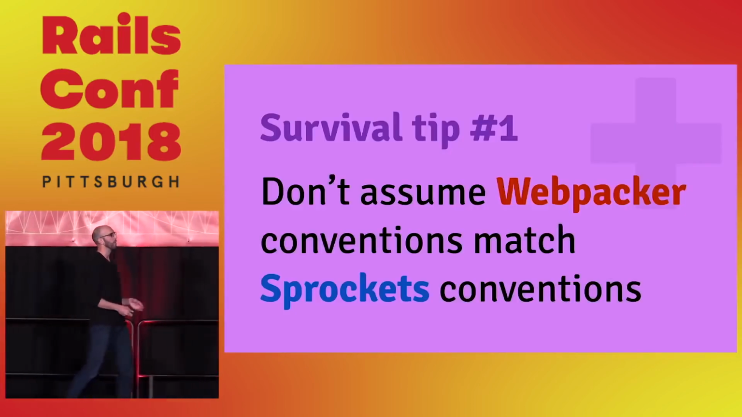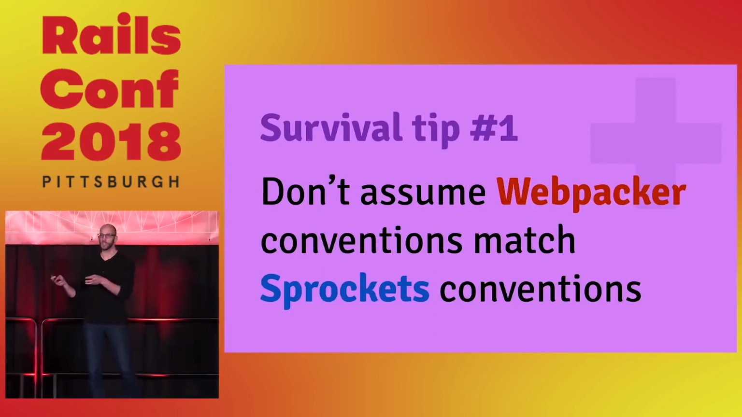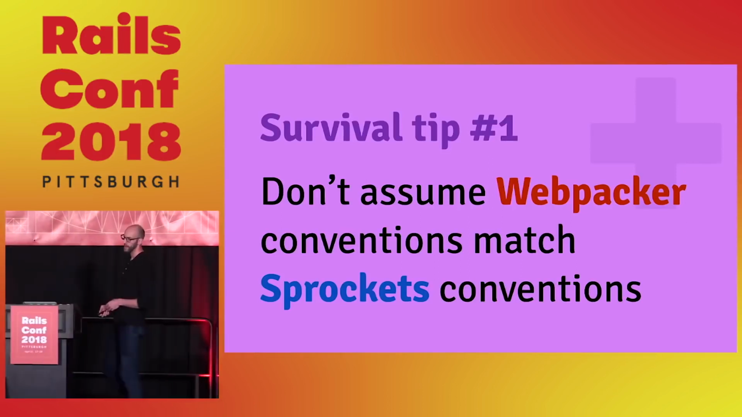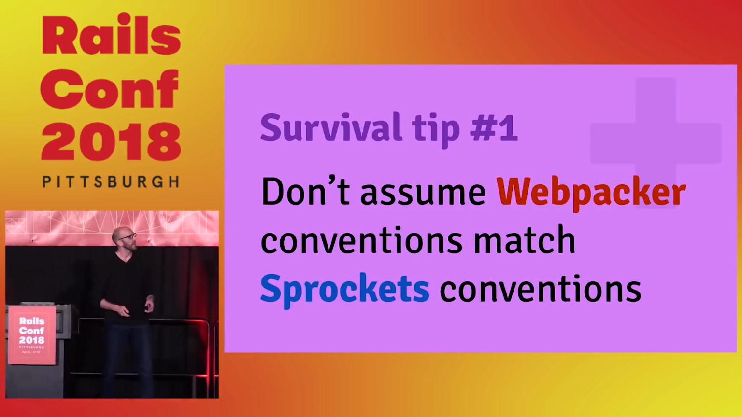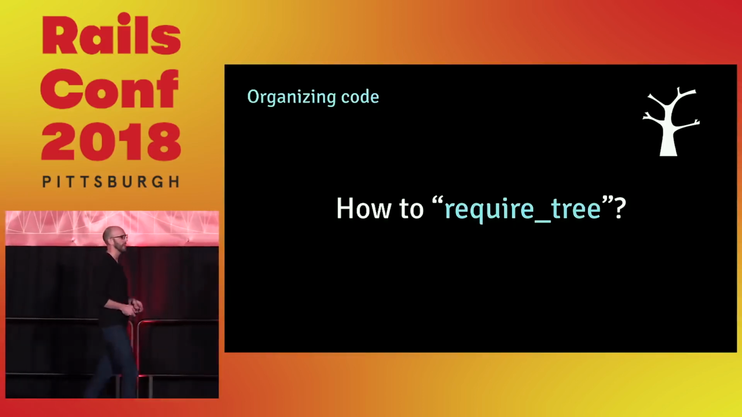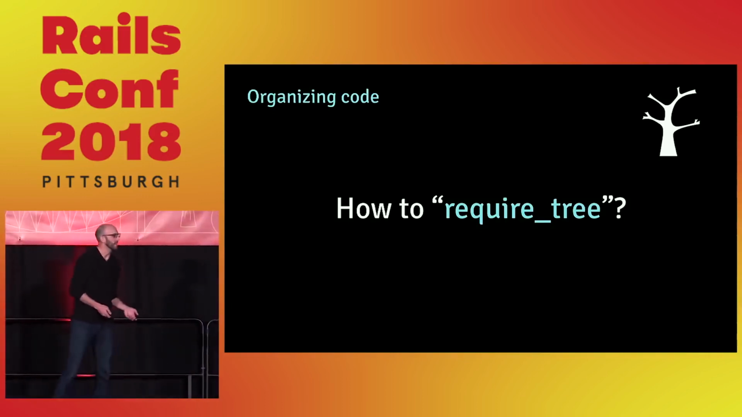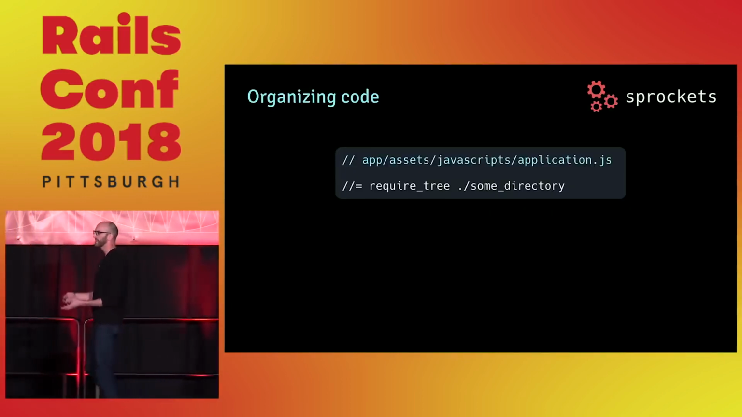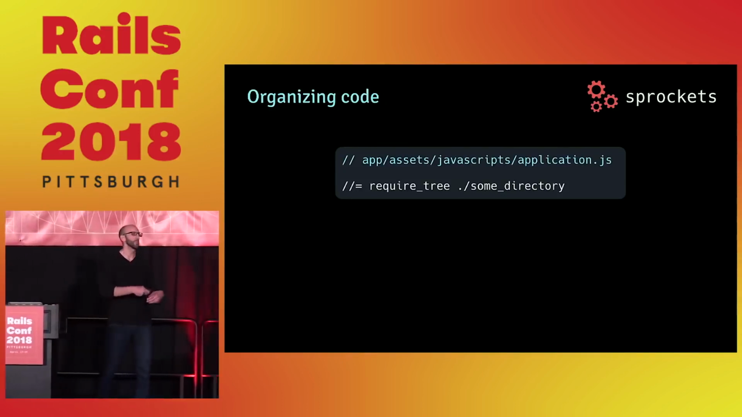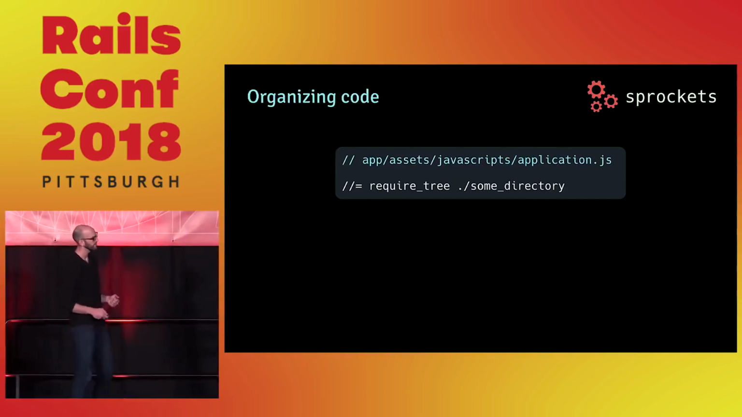So survival tip number 1, really, the main point here is don't assume just because things work a certain way in Sprockets and the Rails asset pipeline, that they'll work the same way in Webpack and Webpacker. All right, another issue that came up was, how do you require tree in Webpack? So we get this really nice directive in Sprockets where we can include all the files in some directory automatically with this one line.